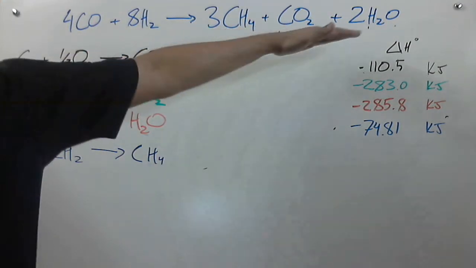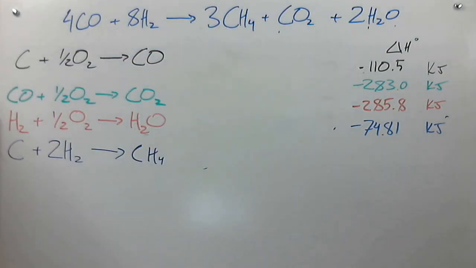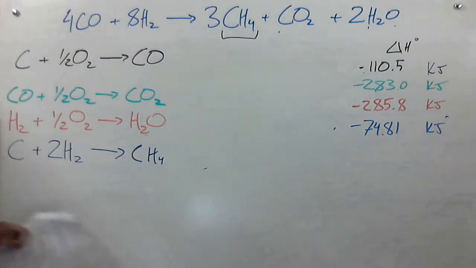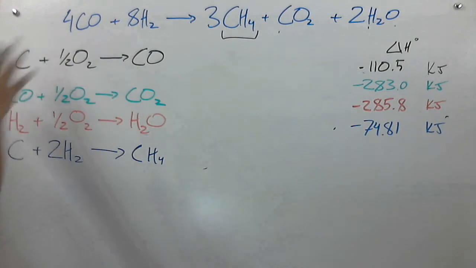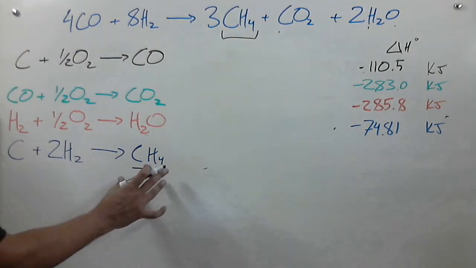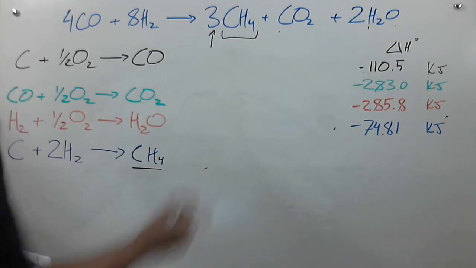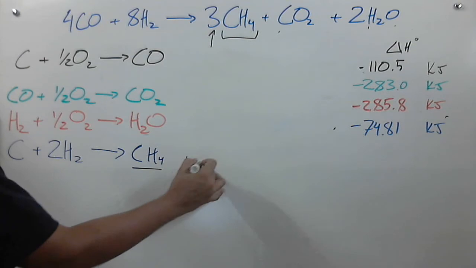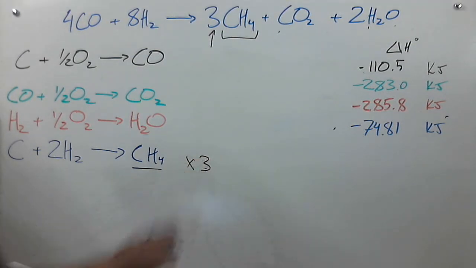I'm going to focus on the right side right now. I'm going to look at my first product. It's a CH4. I'm going to look at my equations here. Do I see a CH4 anywhere? I sure do. It's right there. And I'm going to say, you know what? They want 3 CH4s. So I'm going to have to multiply this whole equation by 3 at some point. So I'm going to go ahead and do that.